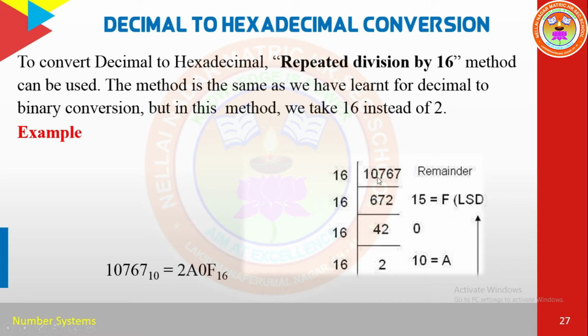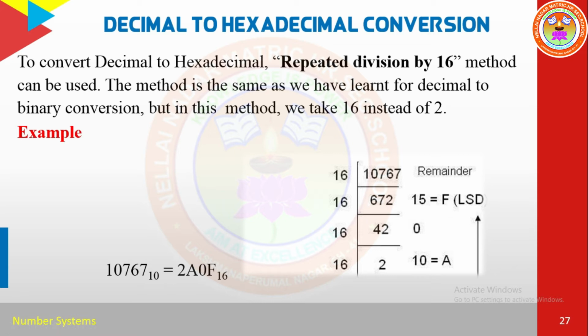So 107 minus 96, we have what? 11, right? So that 11 we are going to join with the nearest number 6. So already 6 is there, 11 is there. So now 11 joining with 6 means we have to get 116. So now again we are going to divide by 16. So how many times? 7 times. So 7 into 16, we have to get 112.